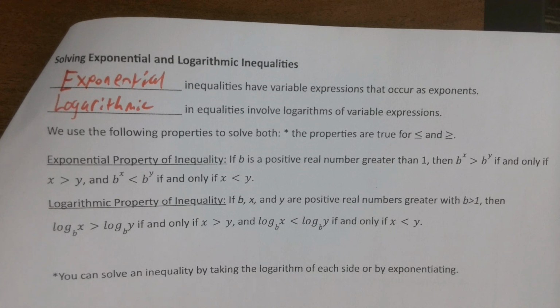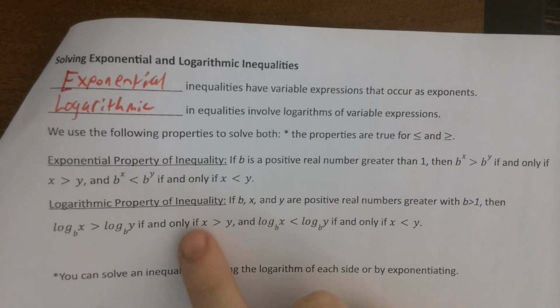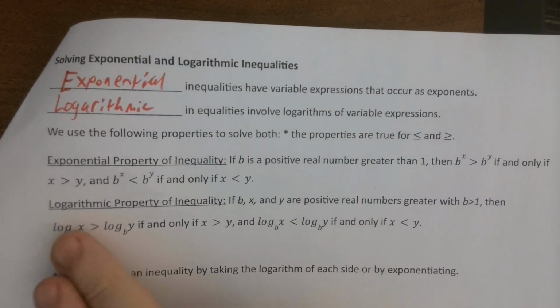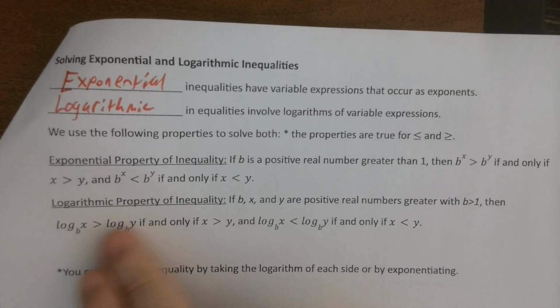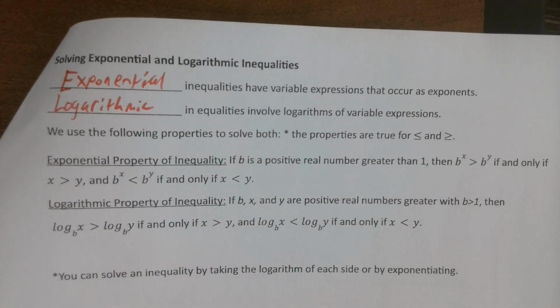The two properties are as follows. If you have an inequality where both sides of the inequality have the same base, we can set the exponents equal to each other. It's the exact same rule as before, just with an inequality instead of an equal sign. Similarly, we have a logarithmic rule. If you have two logarithms with the same base on either side of an inequality, you can set their arguments equal to each other. Fantastic.